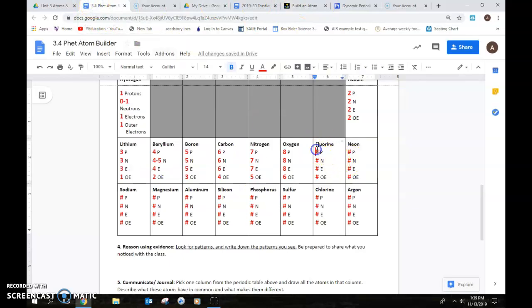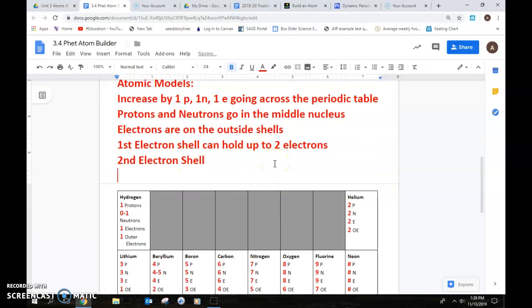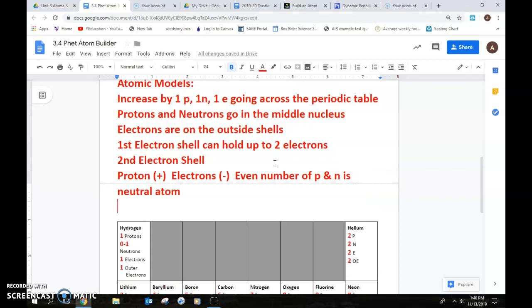So let's write in a couple things from those notes. 9 protons, 9 neutrons, 9 electrons, 7 outer electrons, and we still don't know how many the second electron shell can fit, but it's probably good to know protons are positive, electrons are negative, an even number of protons and electrons is a neutral atom. And the other thing is neutrons have no charge, or you can say they're neutral.